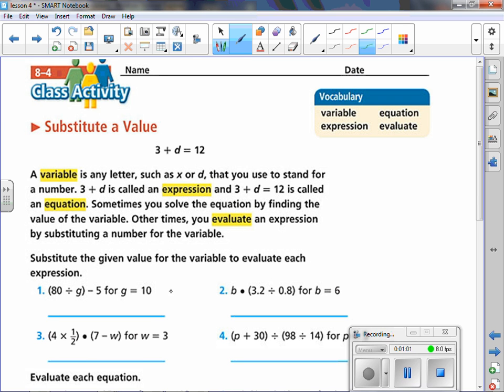If G equals 10, we're just going to plug 10 in here, and then 80 divided by 10 is 8. 8 minus 5 is 3. So when we solve this equation, 3 would be our answer. If B is 6, we're going to put a 6 here. We're going to take 3 and 2/10 and divide by 8/10, which is actually 4, because look at this like it's 32 divided by 8, which is 4. And then 6 times 4 is 24.